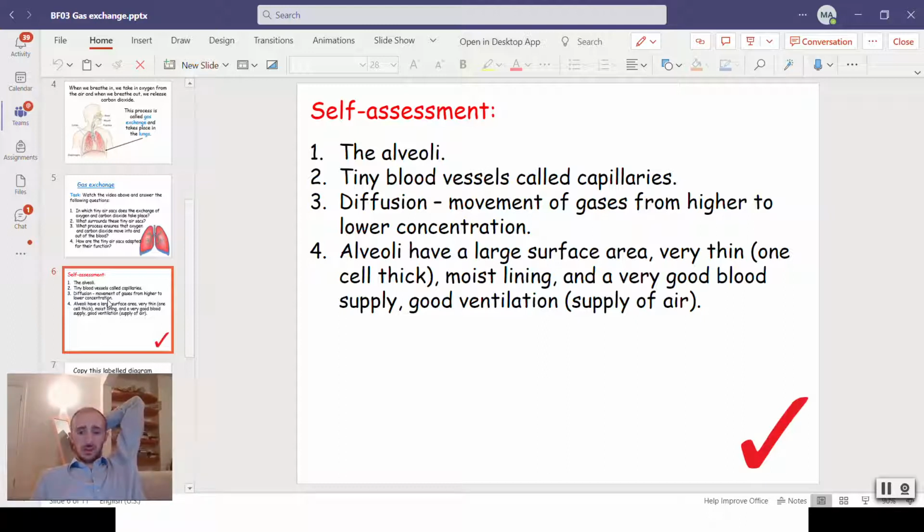And alveoli have a large surface area, very thin lining, which means that it's not got a very long distance for the oxygen to go through. Moist lining so that the oxygen can dissolve and diffuse more easily. Very good blood supply and good ventilation. Now here I'm thinking that's fine, but in a test you would just have to explain each of those and why it's a good thing.